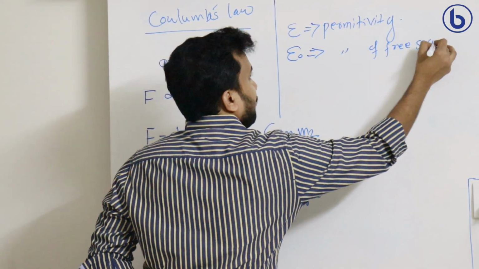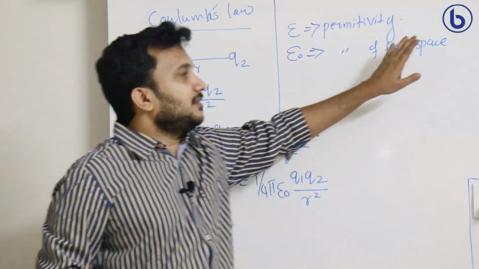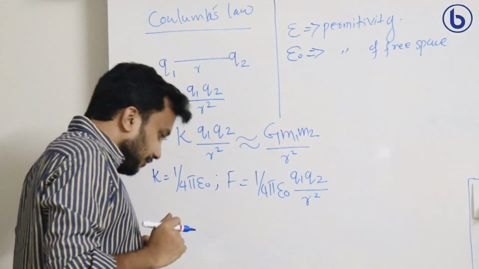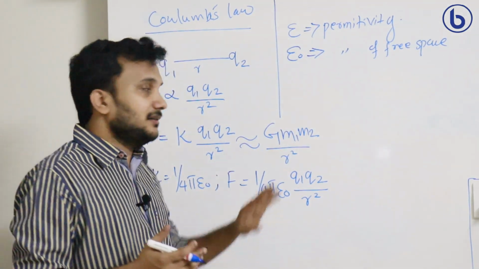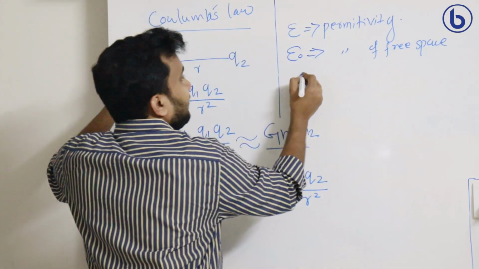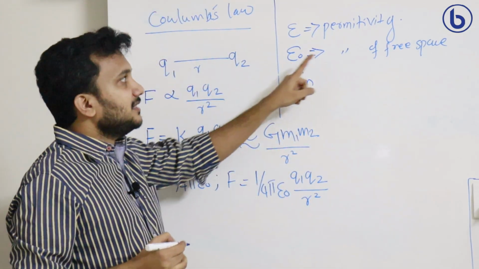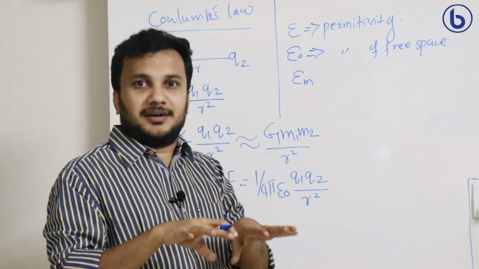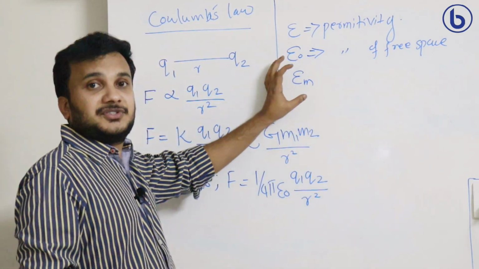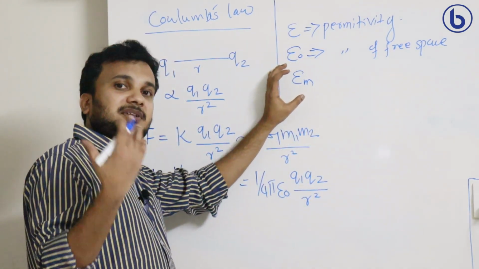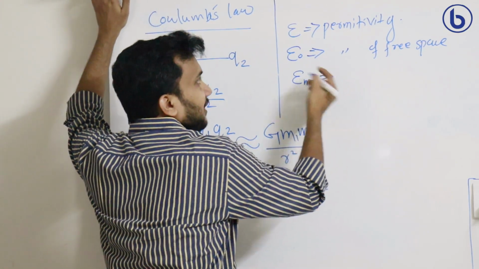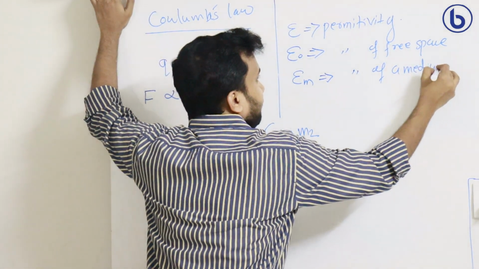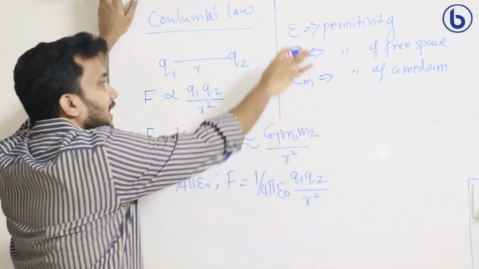Free space means our normal air medium only. So there is nothing wrong with this, free space is nothing but air medium. Suppose instead of air medium, if some other medium is available, then we'll say epsilon m. Medium in the sense other than air, other than normal free space. If it is in a liquid medium, for example water, kerosene, diesel, petrol, or some other gaseous medium, then this is called the permittivity of a medium. It is not free space but some other medium, which will have different values.